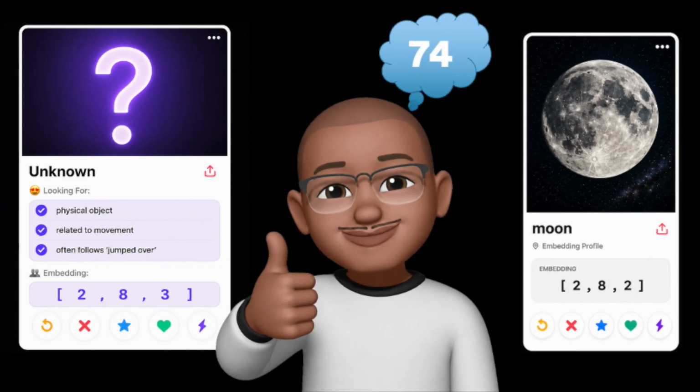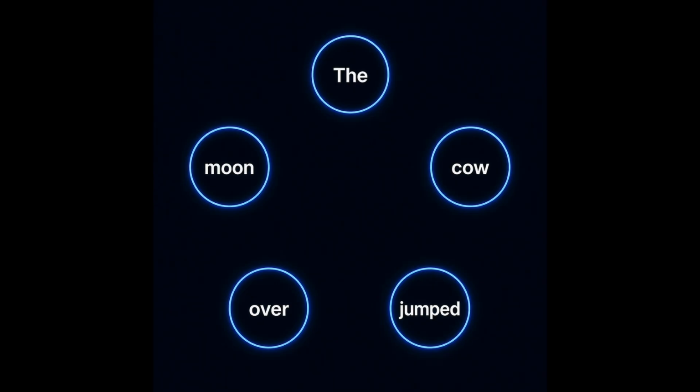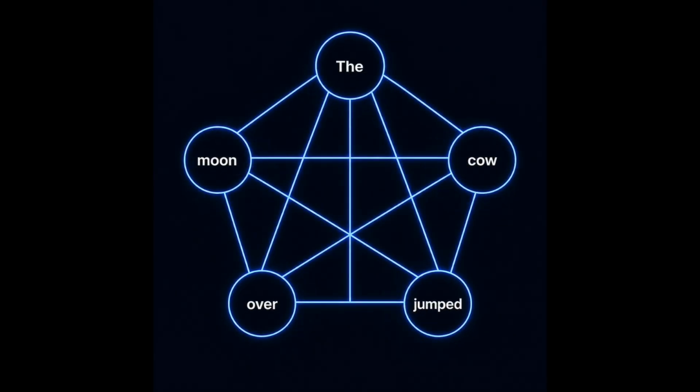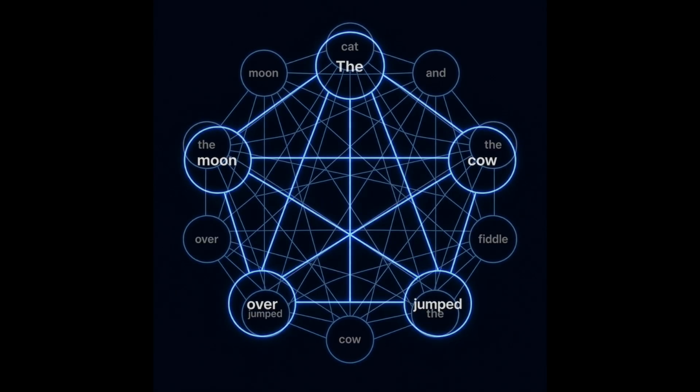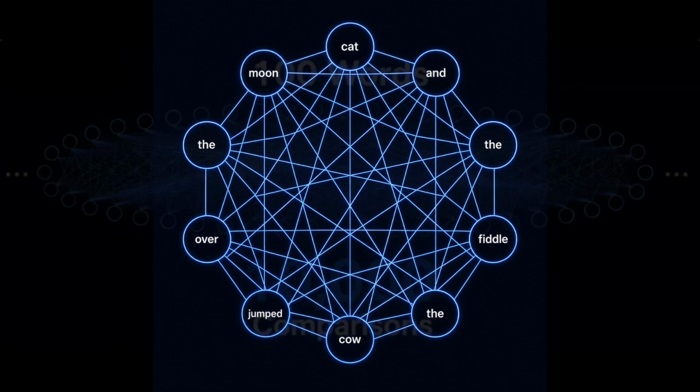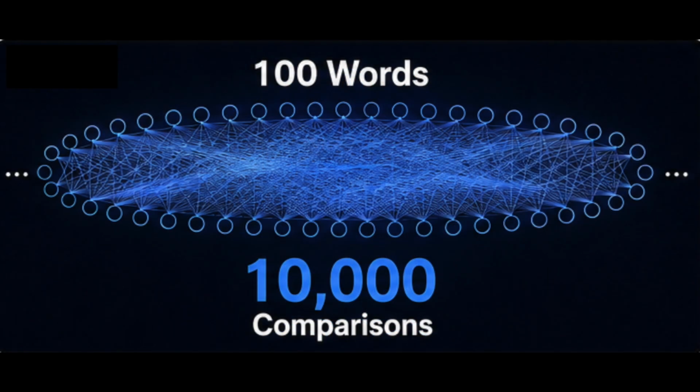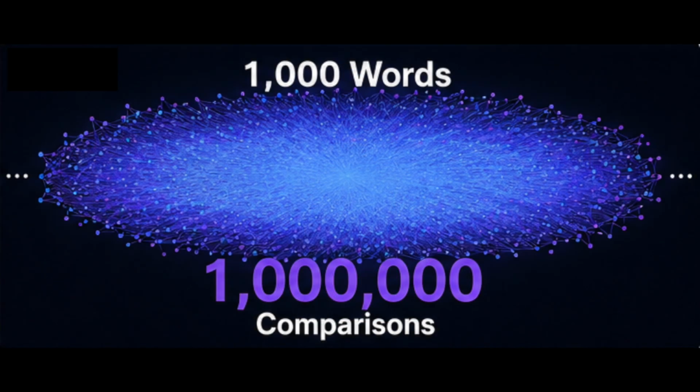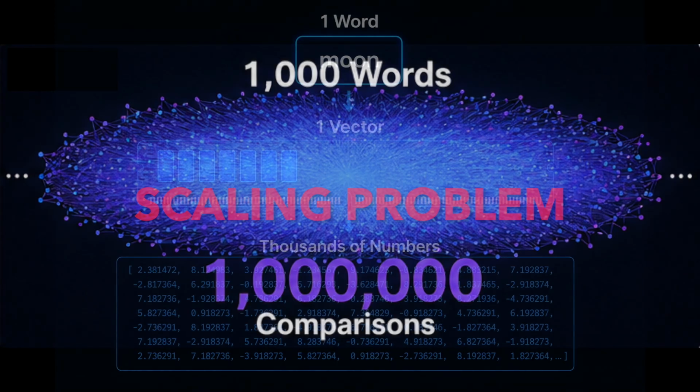One comparison isn't very difficult. The problem, though, is that transformers don't compare just one thing. Every word may need to be compared with many other words, and as the number of words grows, the amount of math grows even faster. This causes a scaling problem.